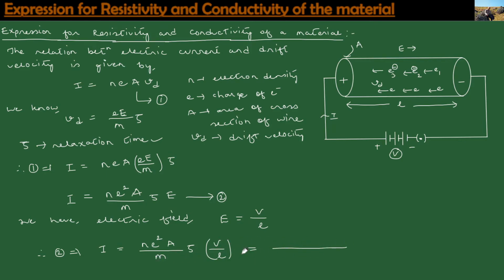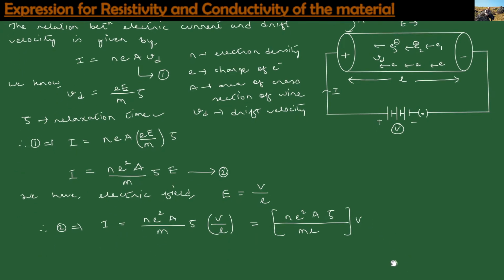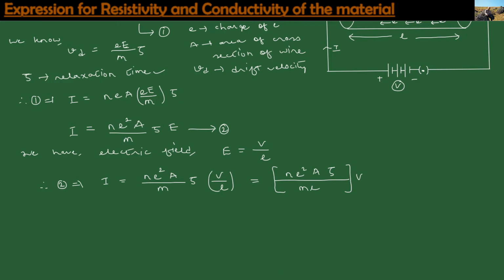We can write m and L. This will be mL, and this will be n e square A, and that will be tau, which is the relaxation time. And over here we have this V. So if we further derive this expression, we get some value in this form.